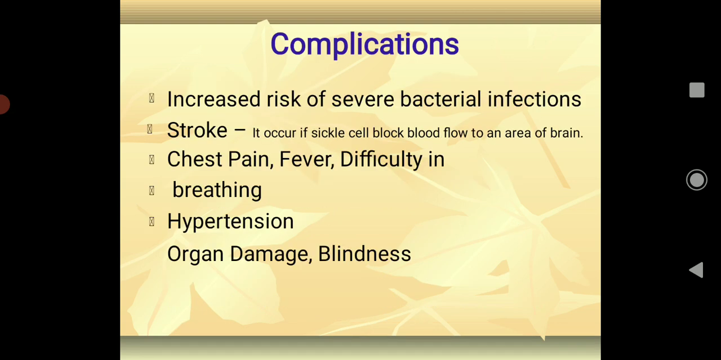The complications during sickle cell anemia are the following. It increases the risk of several bacterial infections. Stroke. It occurs if the sickle cells block the blood flow in an area of your brain. Chest pain, fever and difficulty in breathing occur in sickle cell anemia. Hypertension, organ damage and blindness. These are also some of the complications that occur at the stage of sickle cell anemia.